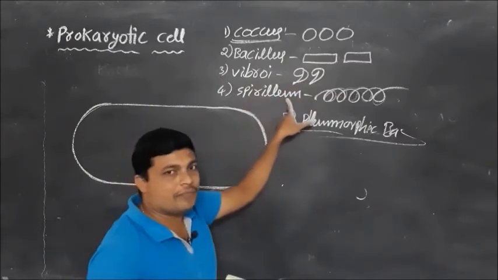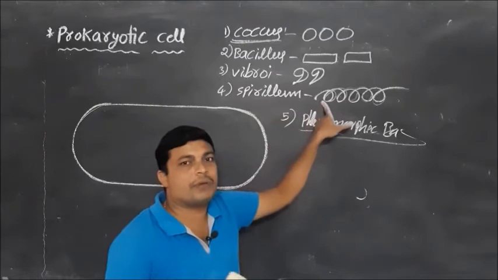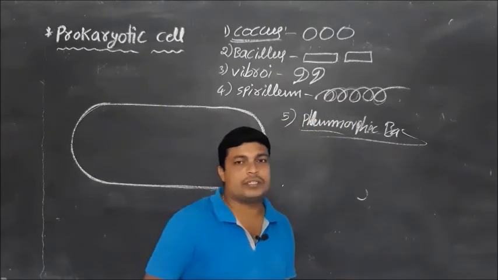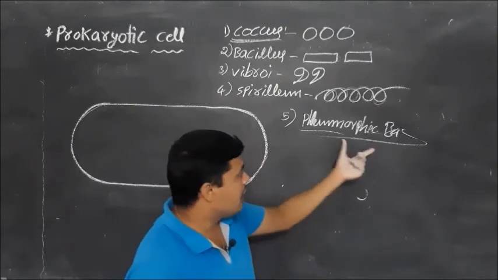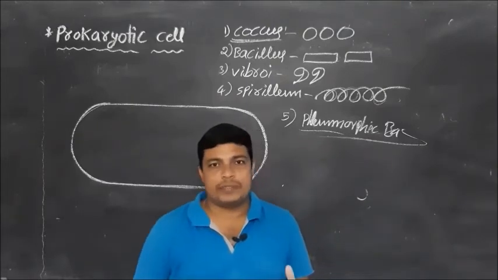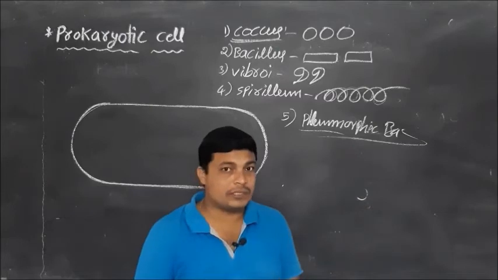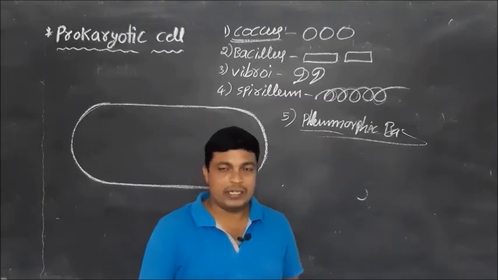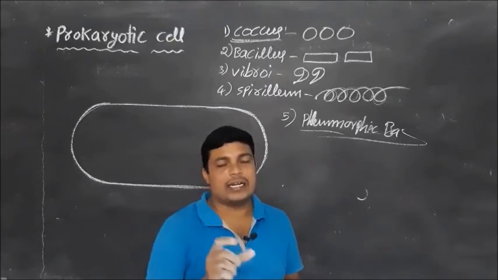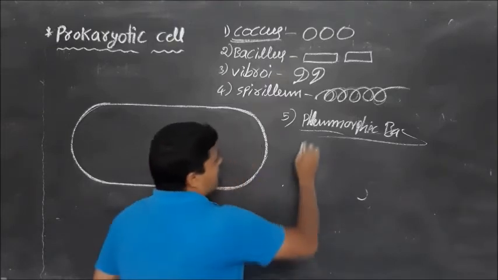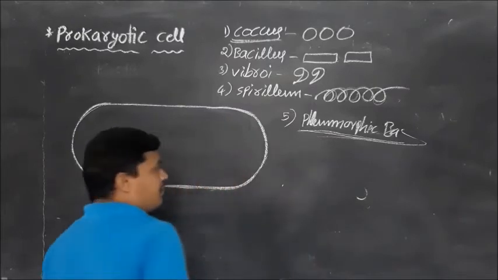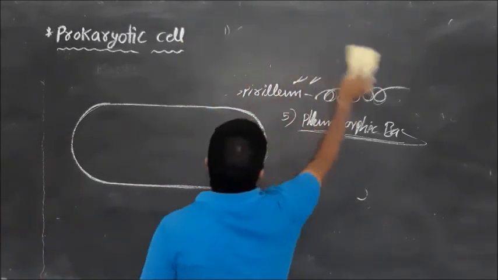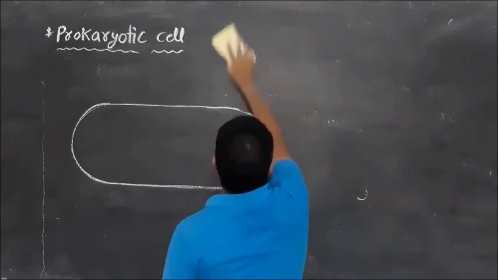And spirillum means a spiral shape of bacteria. And pleomorphic bacteria will show the pleomorphism, azotobacter. Pleomorphism means if an organism changes its structure depending upon the environment, that kind of mechanism is called pleomorphism. So pleomorphic bacteria change their structure depending upon the environmental situations. So these are the structures of bacteria. Different kinds of structures are there.